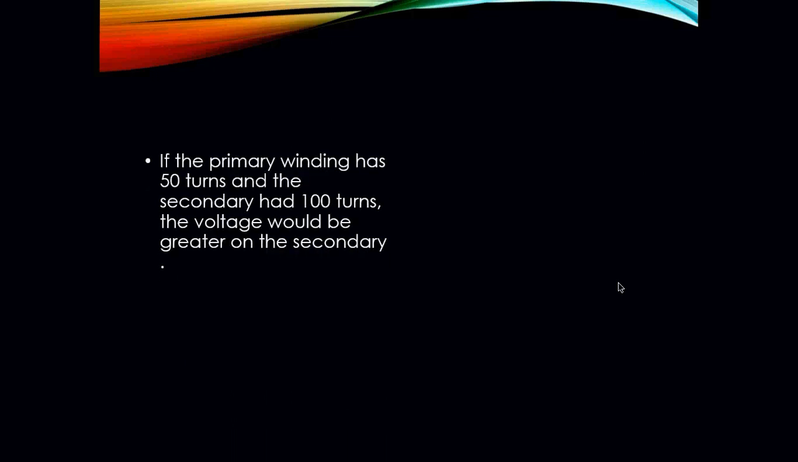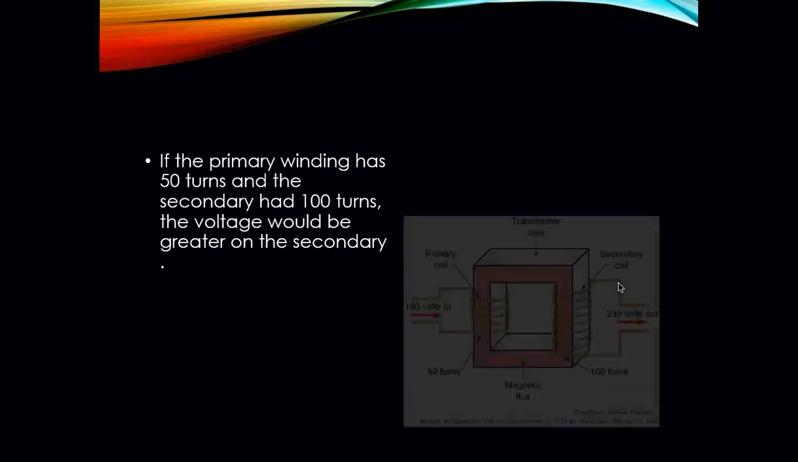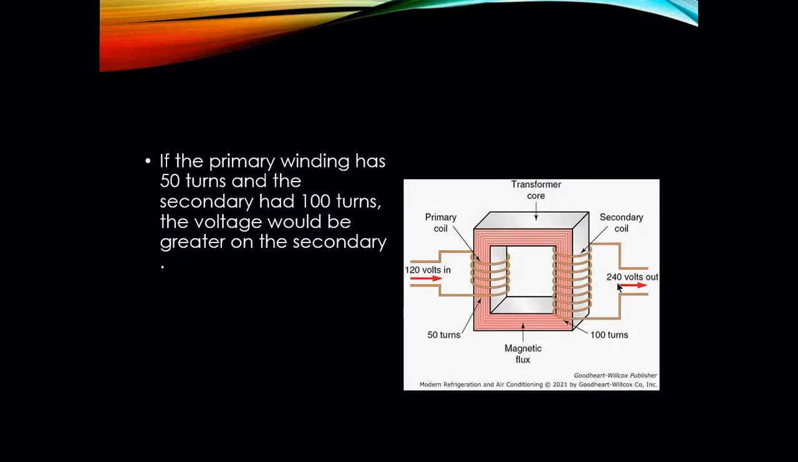If the primary winding had 50 turns and the secondary had 100 turns, then that voltage would be greater on the secondary side, as you would see here. So here's my primary side. I'm only putting in 120 volts, and I only have 50 turns around that iron core, but then I come around and take 100 turns on my secondary. I'm able to step up my voltage.